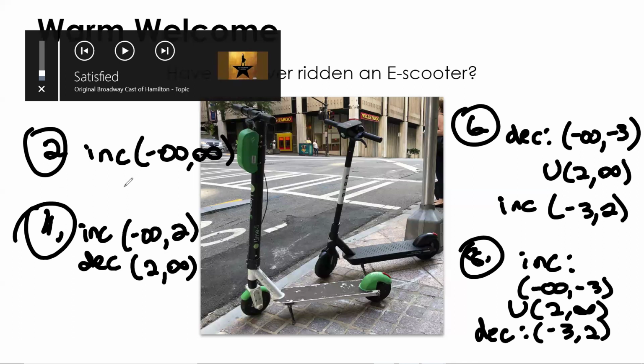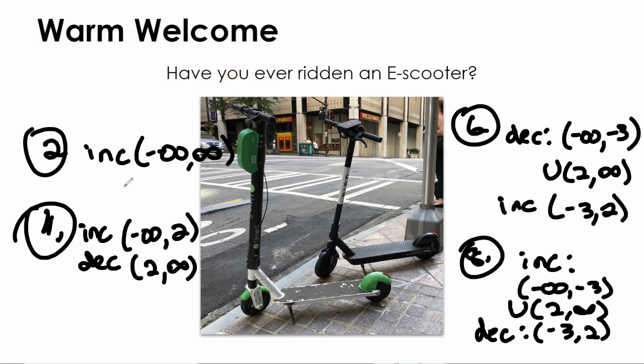So on number 2, you should have gotten increasing from -infinity to positive infinity. Number 4, you should have gotten increasing from -infinity to 2, and then decreasing from 2 to positive infinity. Number 6, you should have gotten decreasing from -infinity to -3 and 2 to positive infinity, and then increasing from -3 to 2. Question about 2, 4, and 6 so far?